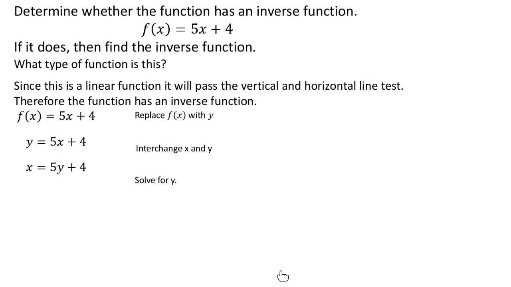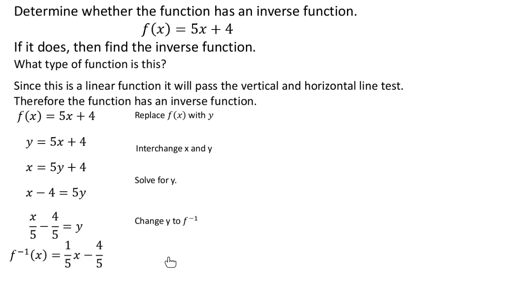So I'm going to subtract 4 on both sides, and I get x minus 4 equals 5y. And then I'm going to divide by 5. So here I get x divided by 5 and negative 4 divided by 5. And so for my inverse, I'm going to change my y into the symbol for inverse, which is f to the power of negative 1 of x, equals 1/5 x minus 4/5. So this is going to be your inverse.